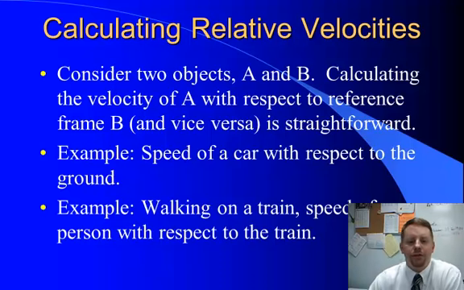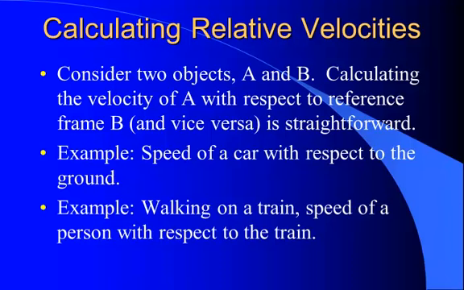Now, in order to do some math around these, we're always going to consider the objects and the reference frames we're dealing with. For example, if we have two objects A and B, say the train and the Earth, calculating the velocity of the train with respect to the Earth is pretty straightforward. You've been doing that for a while. Take the displacement of the train divided by the time it took. There you get your velocity.